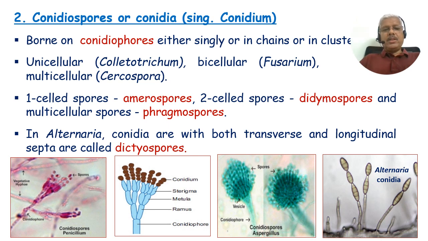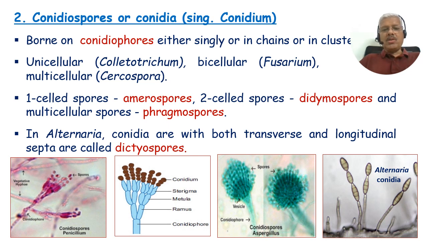Conidiospores. The conidiospores or conidia are borne on special spore-bearing hyphae, that is conidiophores. The conidia may be borne singly or in chains or in clusters. They vary from unicellular, as in Cylindrotrichum, bicellular as in Fusarium, and multicellular as in the case of Cercospora.